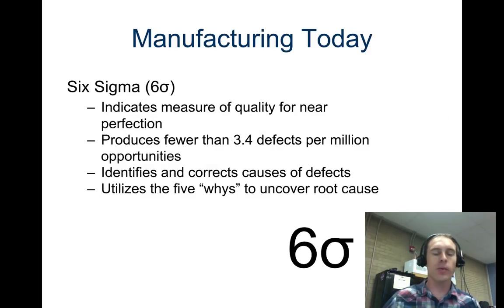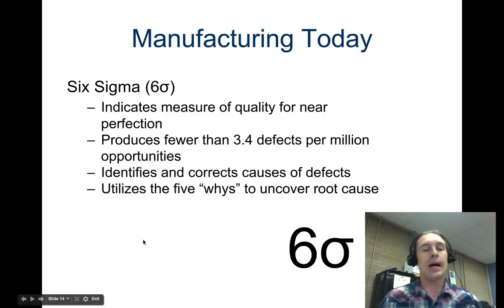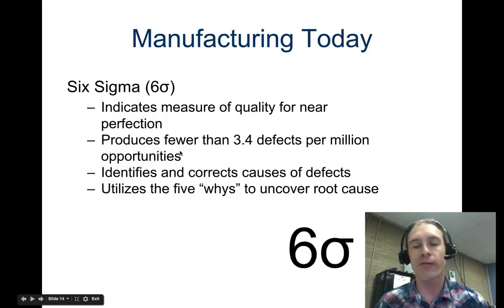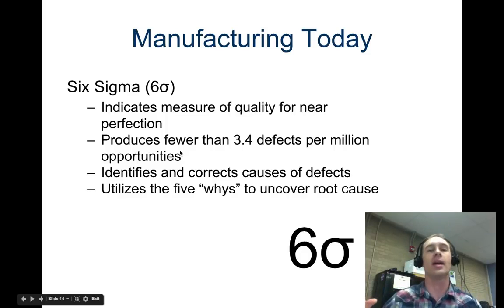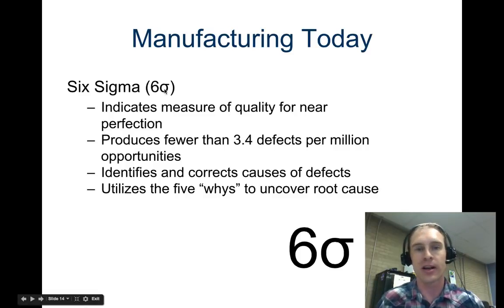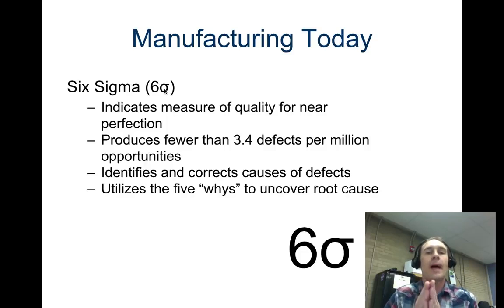And the last thing that we're going to take a look at is Six Sigma. Six Sigma indicates measures of quality for near perfection. If you produce fewer than 3.4 defects per 1 million opportunities, you have reached Six Sigma. And the sigma is a standard deviation. So 6 standard deviations from average.